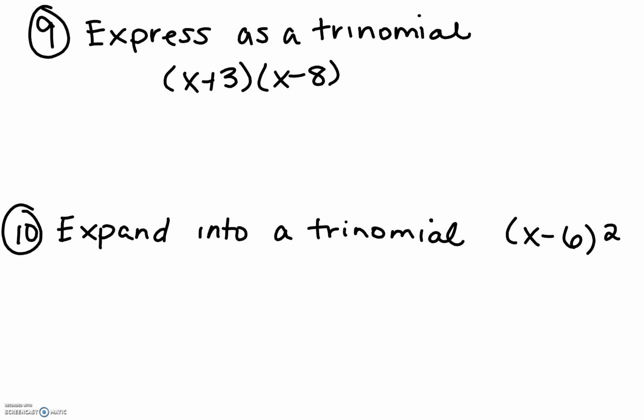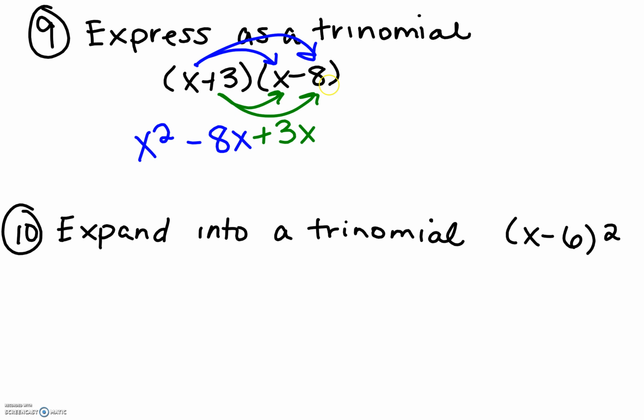For 9, we want to take x plus 3 times x minus 8 and express it as a trinomial, which means we're multiplying the two binomials together. So x times x is x squared. x times negative 8 is negative 8x. Now I'm going to go back to the 3. 3 times x and then 3 times negative 8.